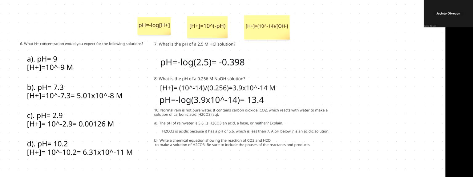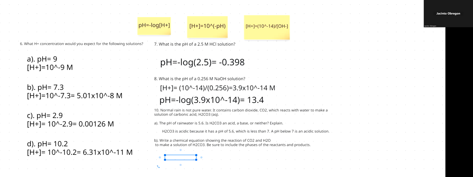Part B, write a chemical equation showing the reaction of CO2 and H2O to make a solution of carbonic acid. Be sure to include the phases of the reactants and products. So that one's very simple. So our reactants are CO2. Remember, the 2 should be a subscript. This is a gas because it's in the atmosphere. And it is reacting with H2O as a liquid.